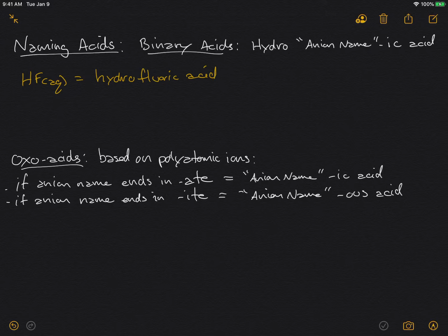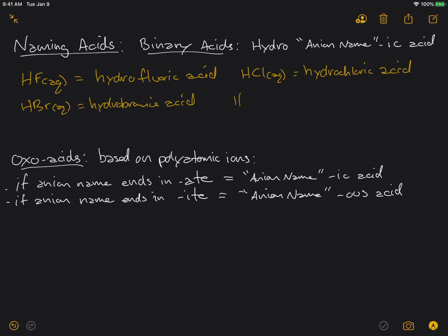And all of the halogens have the same type of formula with their binary acids. So HCl, if you go down the list, is hydrochloric acid. Maybe you've heard of this one. HBr is hydrobromic acid. And then you have HI, and that one's called hydroiodic acid.